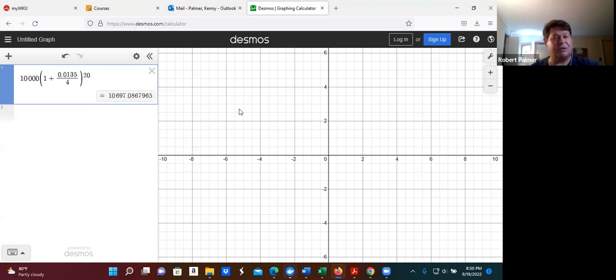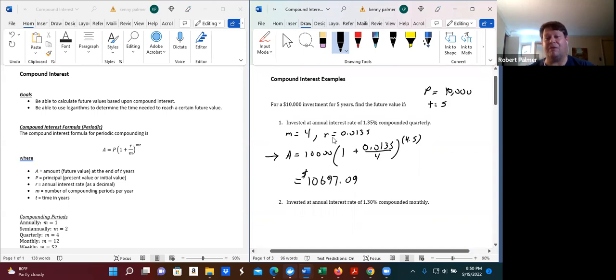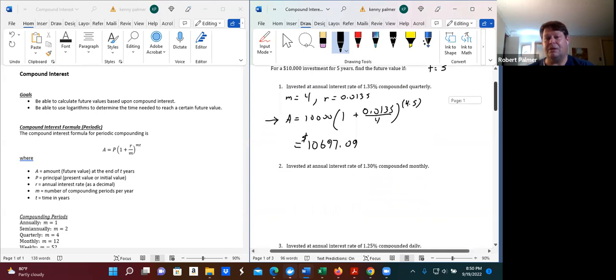So what it tells us then is that for those conditions, at the end of 5 years, we'd have $10,697. And since this is money, round to the nearest cent, and 9 cents. Let's go back. And so, as I said, that amount is going to be $10,697.09. That's the amount. Once again, starting with the same amount, $10,000 for 5 years at 1.35% compounded quarterly.